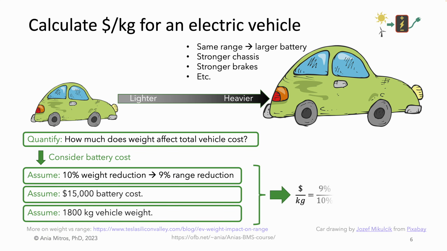kilograms. We can put those numbers together into a metric. Our metric tells us the value of weight reduction. If I can spend less than $7.50 to remove 1 kilogram, it's worth doing.